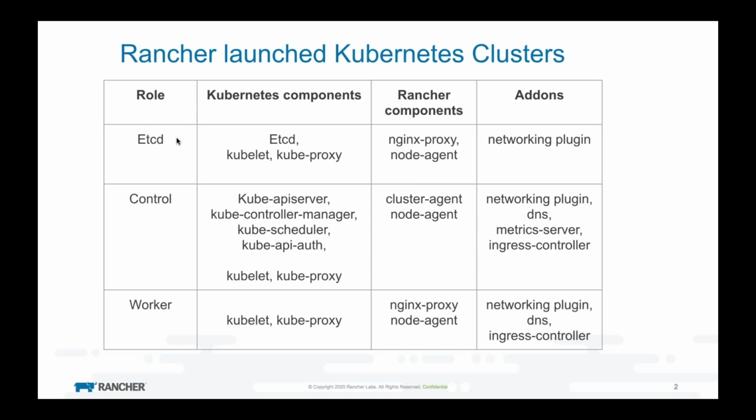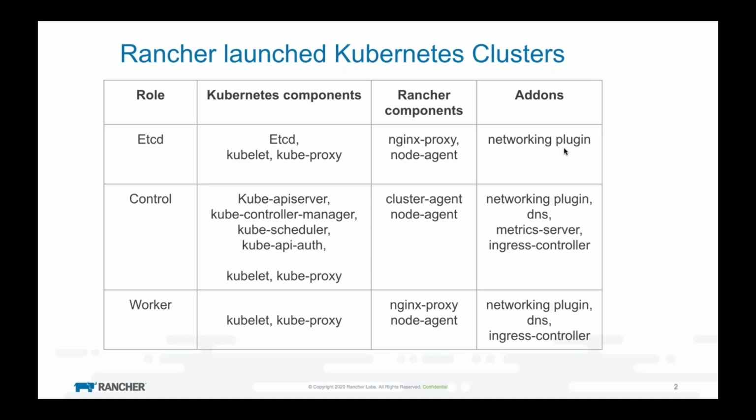So for example, for a node marked as etcd, it will install etcd, and kubelet and kubeproxy are installed on all nodes. Then for a control node, we install kube API server, controller manager, kube scheduler, and kube API auth. And of course, on the worker also, there's kubelet and kubeproxy. Along with that, Rancher also installs a few more components that are used to manage the nodes and the cluster further. For example, the cluster agent, node agent, nginx proxy.